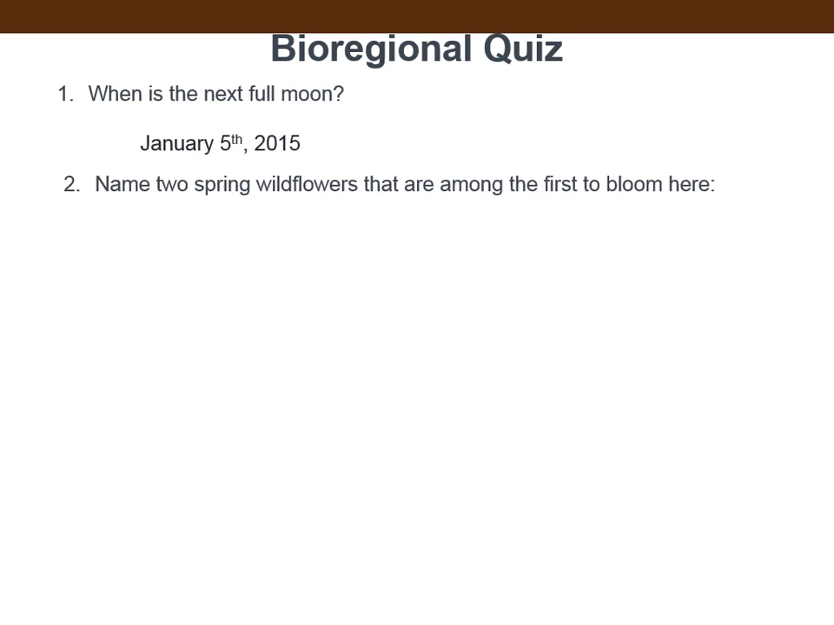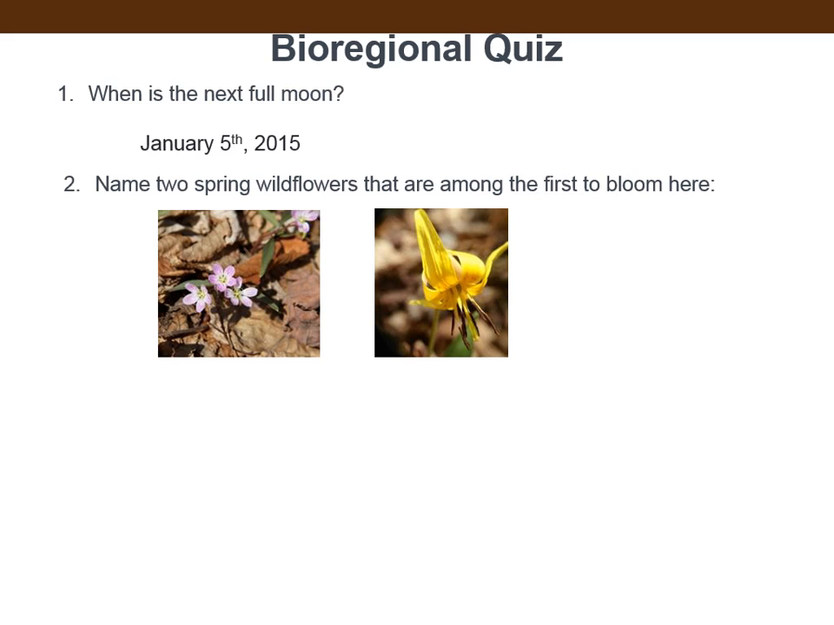The next question, can you name 2 spring wildflowers that are among the first to bloom in your area? Here in Canton, they might be Claytonia virginica, and I'm forgetting the common name, but that's the plant on the left, and the dogtooth violet on the right. Those are 2 of our earliest, spring beauty, that's the common name for the plant on the left. 2 of our early wildflowers. Or could you identify who makes this sound?